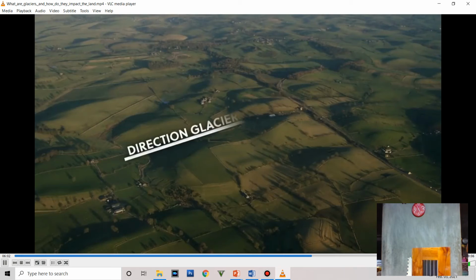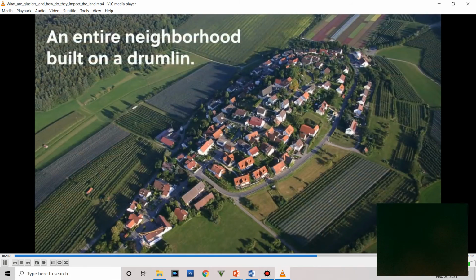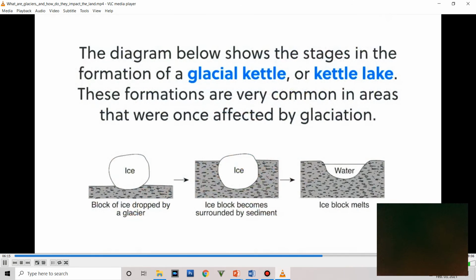Here's a field of drumlins in upstate New York, and by looking at the shapes, we can tell that the ice was moving in this direction. Here's an entire community that appears to have been built right on top of a drumlin, surrounded by farming fields.